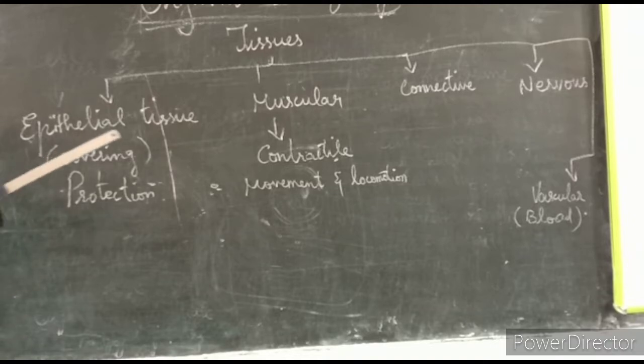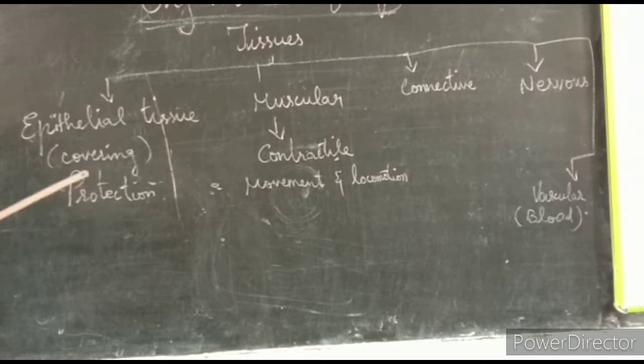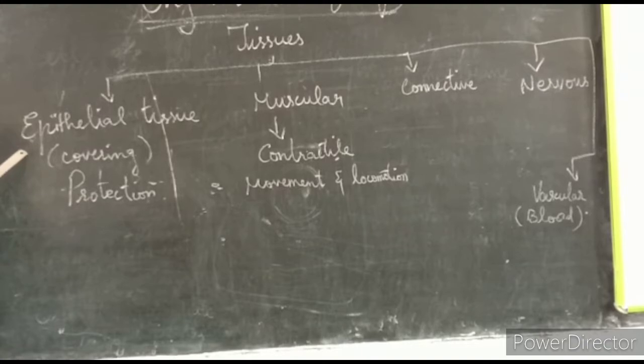The first four tissues, epithelial, muscular, connective and nervous, are all solid tissues. The vascular tissue, known as the blood, is the only liquid tissue. All the others are solid tissues. So, first of all, we have to learn about the epithelial tissues.